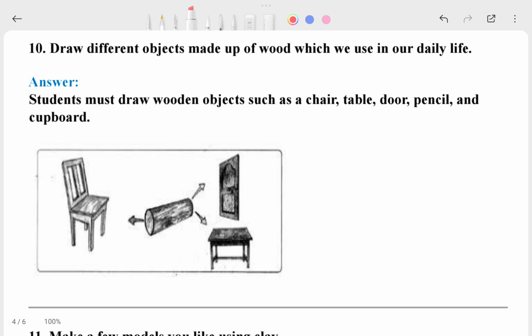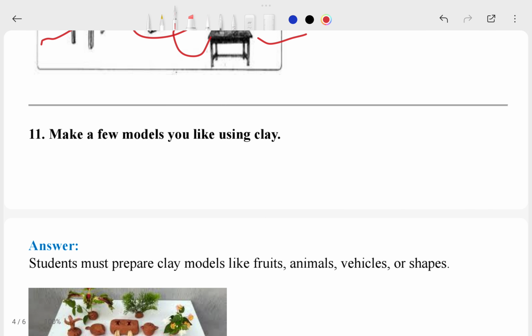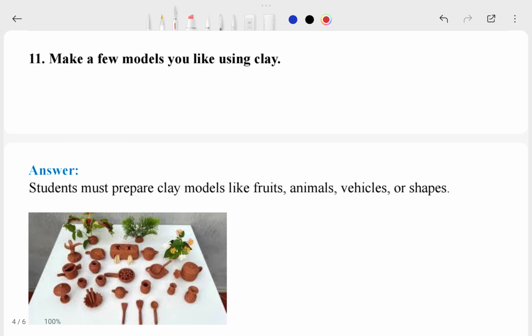Right, so this is your 10th question. Draw the different objects made of wood. So actually here you don't write this one. Student must draw the wooden objects like chair, door, table, window, which are all made with wood only. Okay, right, so you can draw this picture. Otherwise, if you want to write you can write, or if you want to paste the picture you can paste.